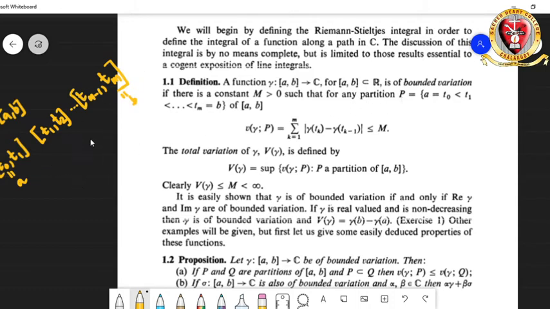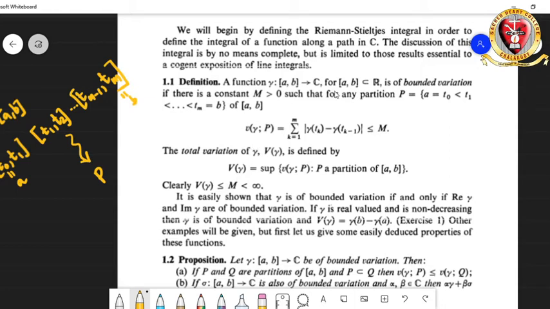And this is the partition. What we just said is called the partition, and it is denoted by P. We denote a partition like this: the set t0 < t1 < ... < tm, which is equal to b, of the closed interval [a, b].